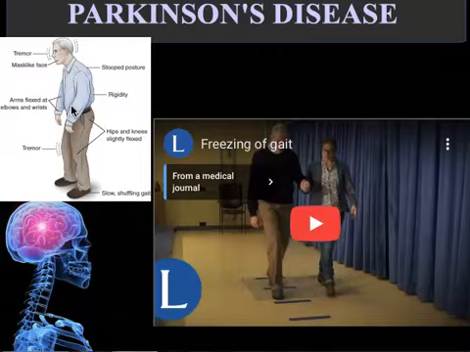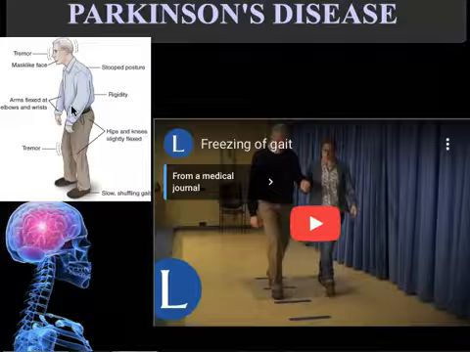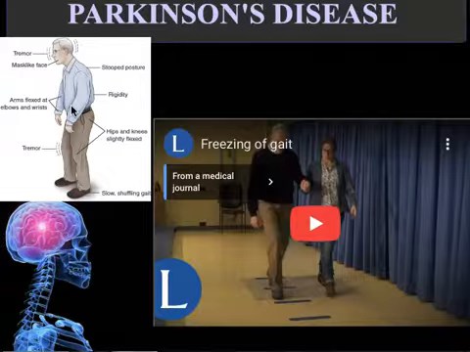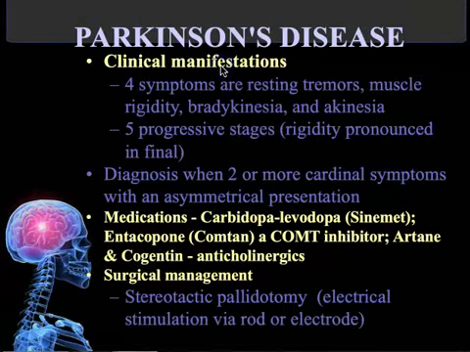in terms of mask-like appearances. Very frequently they have this stooped posture. People have flexed arms and elbows that stay flexed whenever they're walking, and they're not moving with the normal gait that you would see with patients. Clinical manifestations, you can see there various different symptoms, including tremors, muscle rigidity, bradykinesia, akinesia.